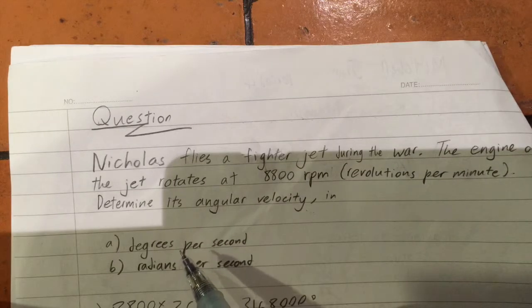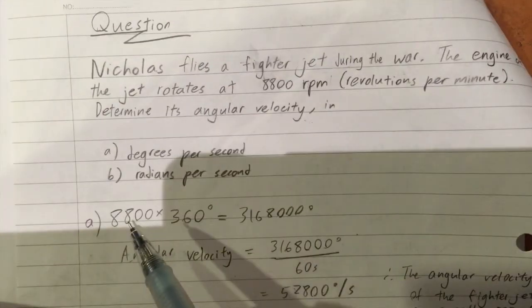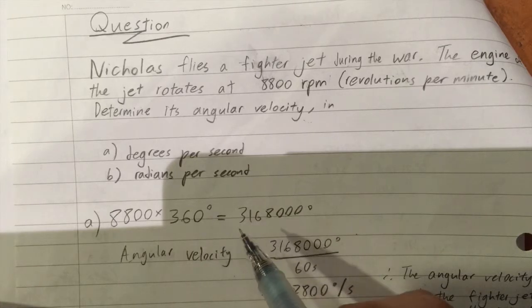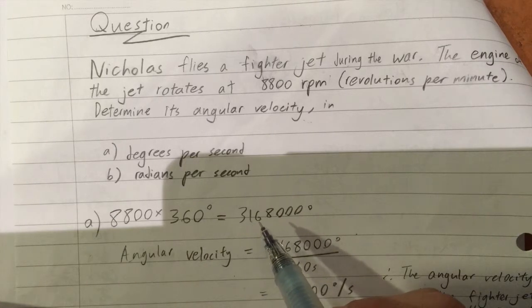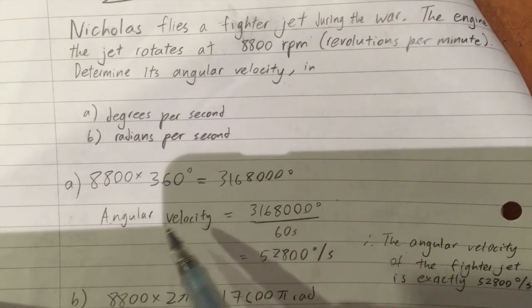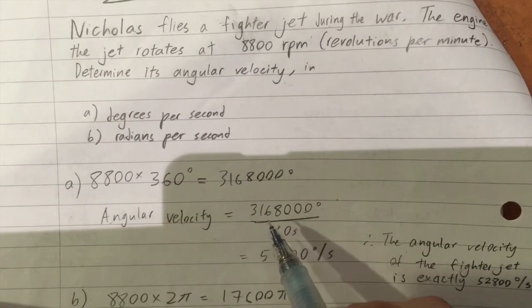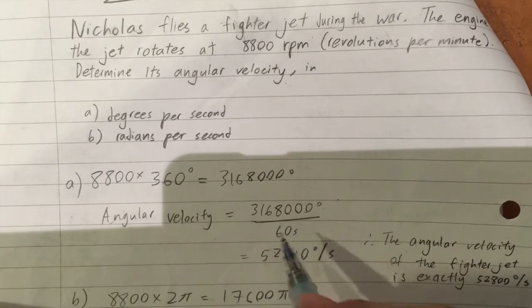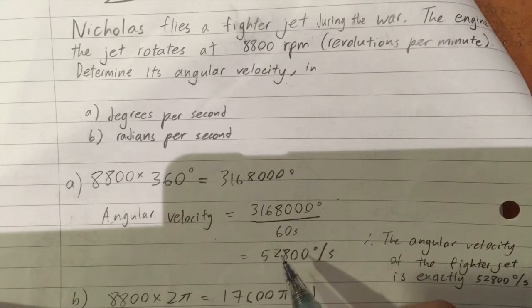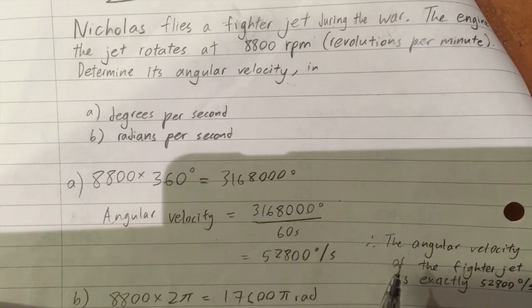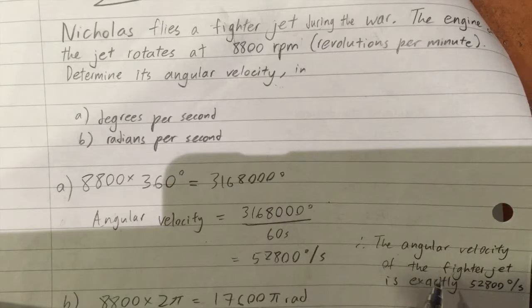When calculating the degrees per second, we take 8,800 times 360 degrees. That will give us a value of 3,168,000 degrees. Calculating its angular velocity, we take 3,168,000 degrees divided by 60 seconds. That will give us a value of 52,800 degrees per second. Therefore, the angular velocity of the fighter jet is exactly 52,800 degrees per second.